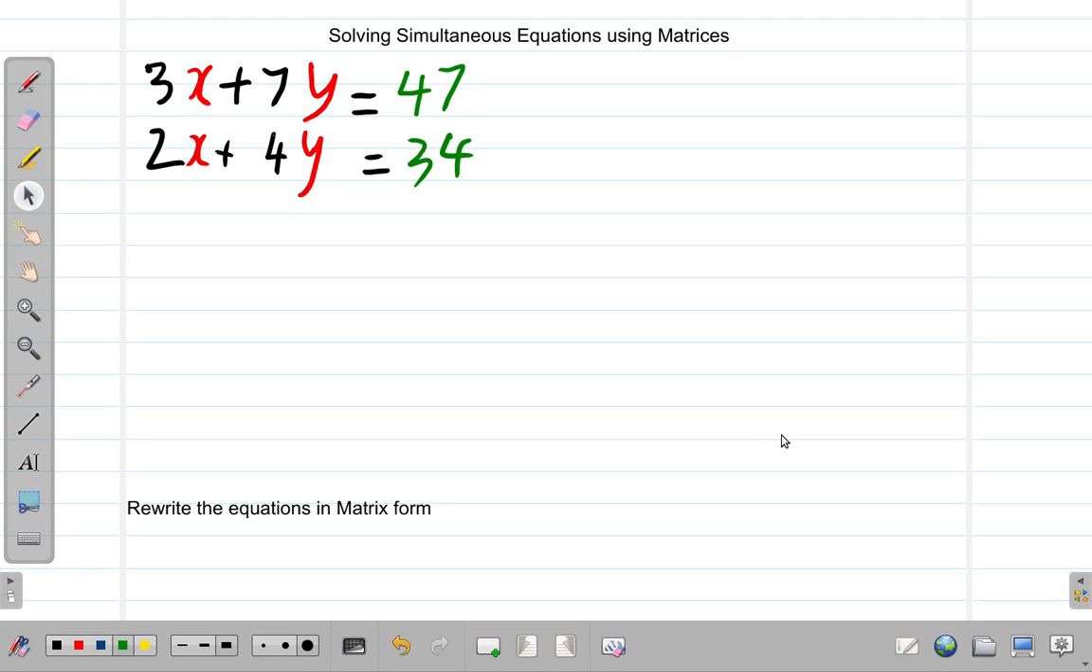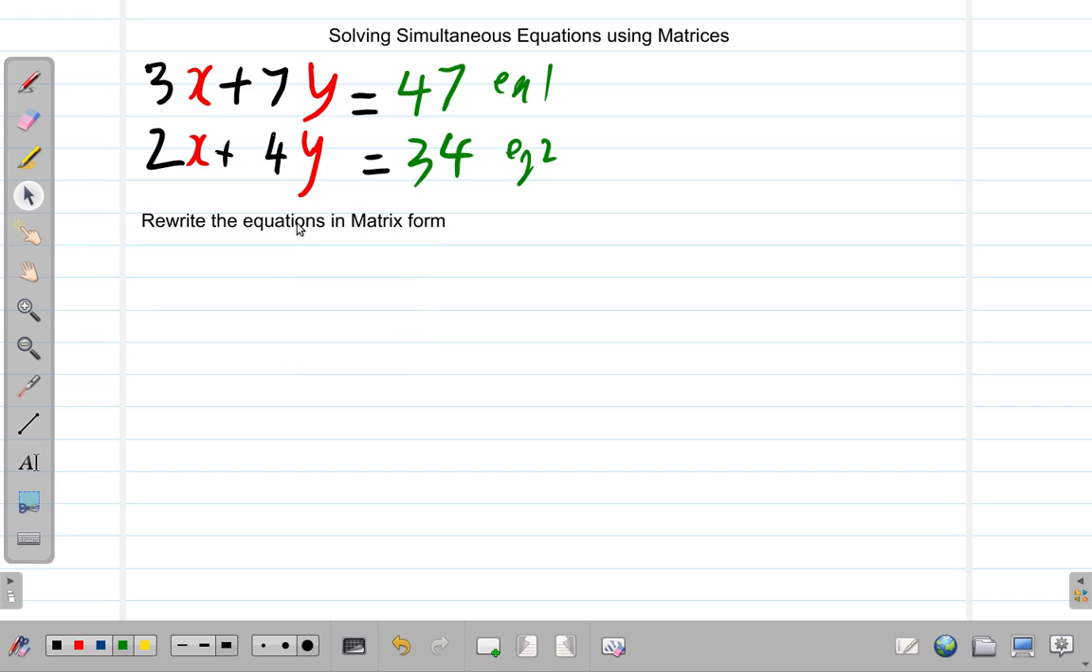Let us solve this pair of simultaneous equations using matrices. Let us call this equation 1 and this equation 2. The first thing to do is to rewrite the equations in matrix form. We have 3x plus 7y equals 47. That's equation 1. Equation 2 says 2x plus 4y equals 34.